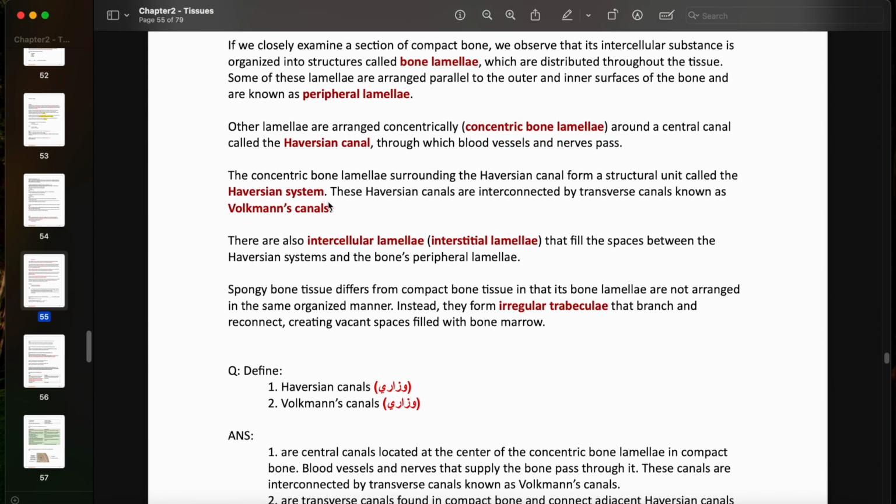The concentric bone lamellae surrounding the haversian canal form a structural unit called the haversian system. These haversian canals are interconnected by transverse canals known as Volkmann's canals.